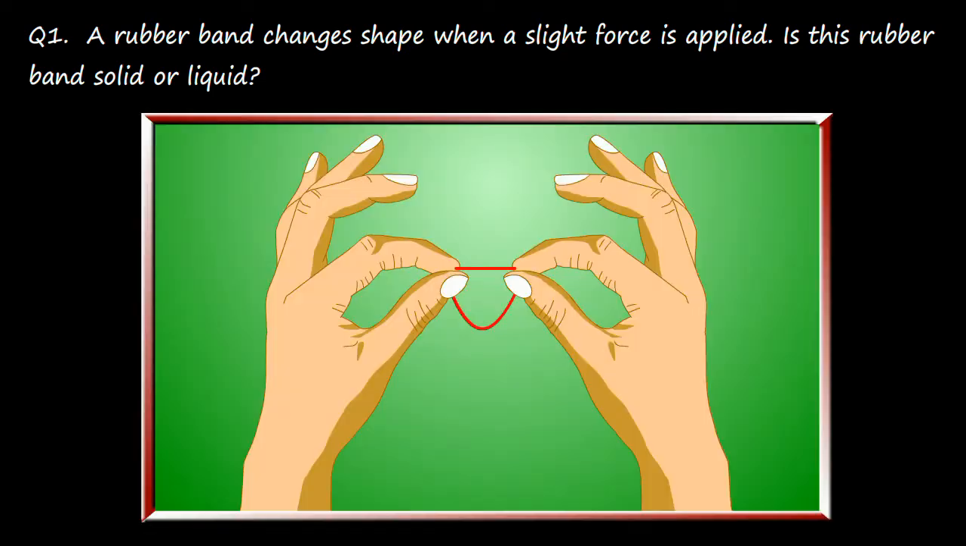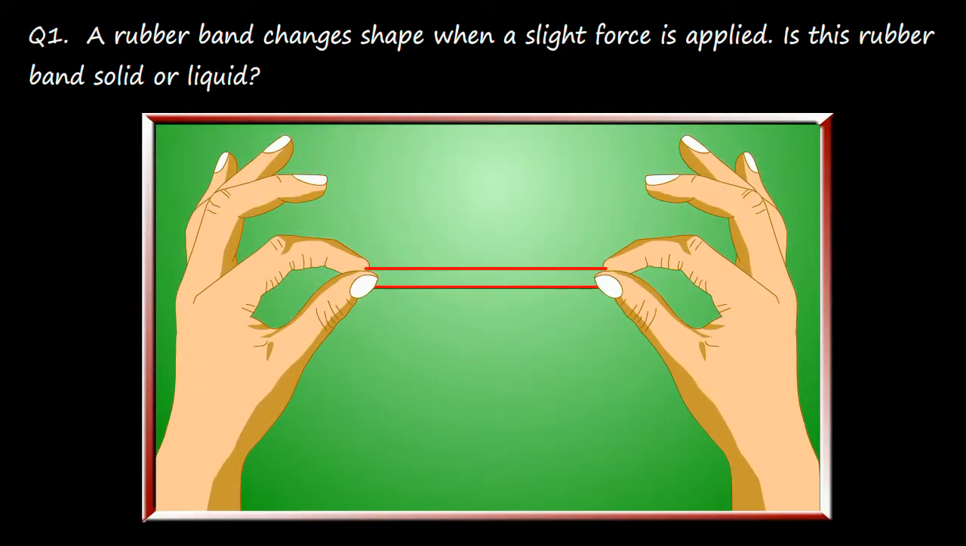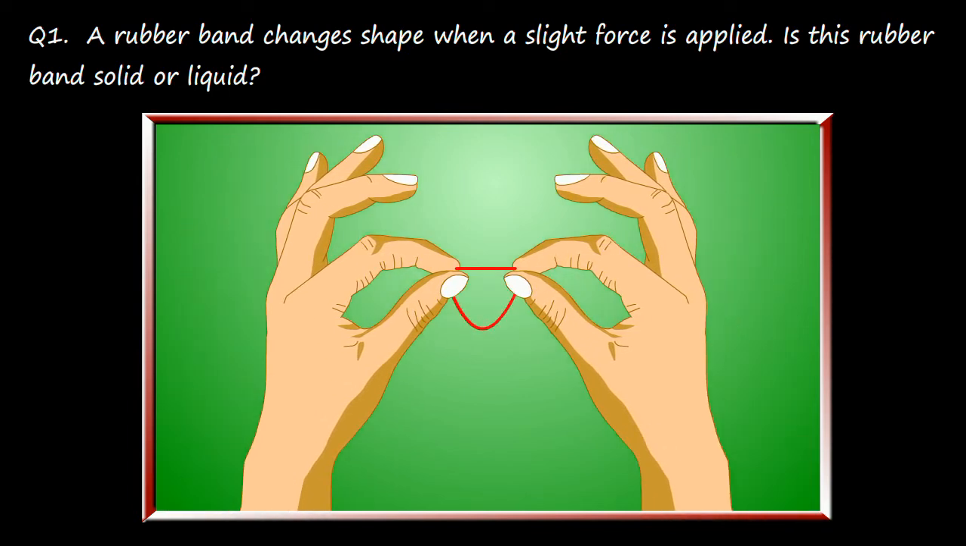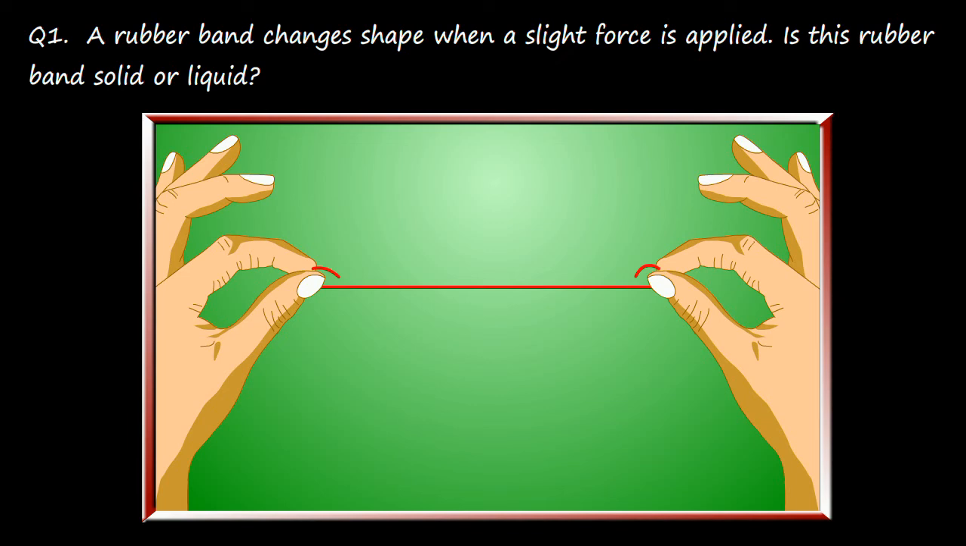Question number 1. A rubber band changes shape when a slight force is applied. Is this rubber band solid or liquid? Answer is that rubber band is a solid, although its molecules don't seem to be rigid, because the rubber band retains its original shape when the pressure is relieved. Under excessive pressure, the rubber band breaks.